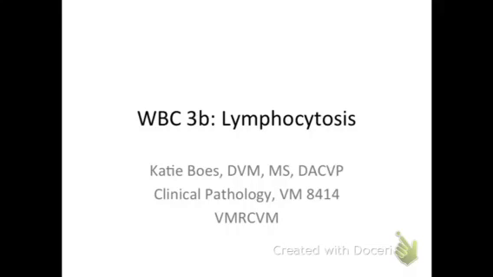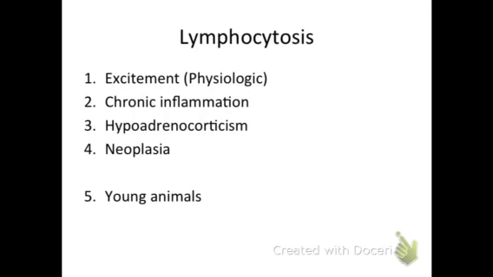Hi everyone, this lecture is on lymphocytosis. The main causes of lymphocytosis are excitement, chronic inflammation, hypoadrenocorticism, and neoplasia. Young animals typically have higher lymphocyte concentrations relative to adult animals. Therefore, this is not a true lymphocytosis, but a pseudolymphocytosis when adult reference intervals are used for young animals.